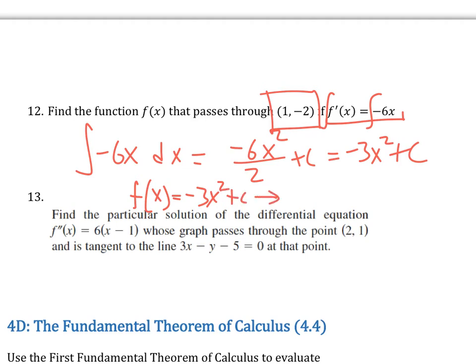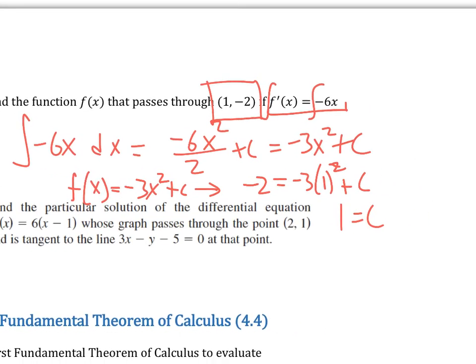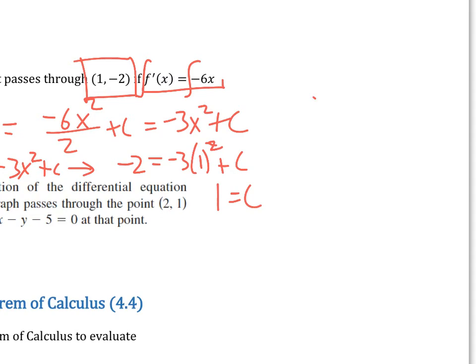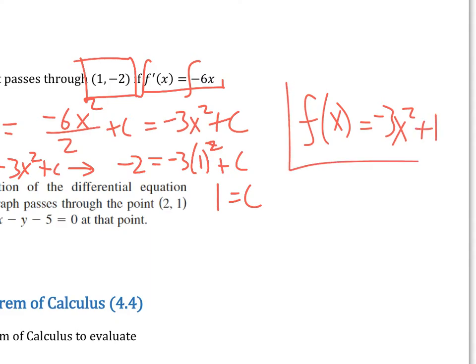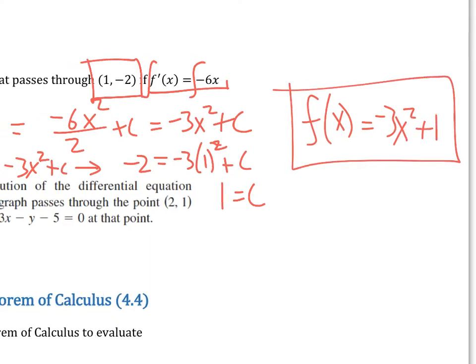And so when x is 1, this is going to be worth negative 2. So negative 2 equals negative 3 times 1 squared plus c. So that's going to be negative 3. Add that to both sides, and we'll get c equals 1. So now our final answer is going to be the function itself with no c in it, just negative 3x squared plus 1. There we have it. All right.